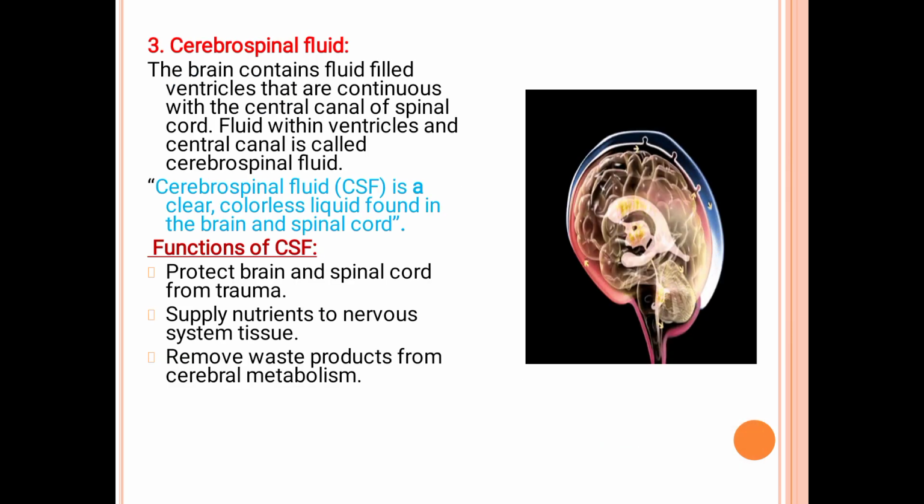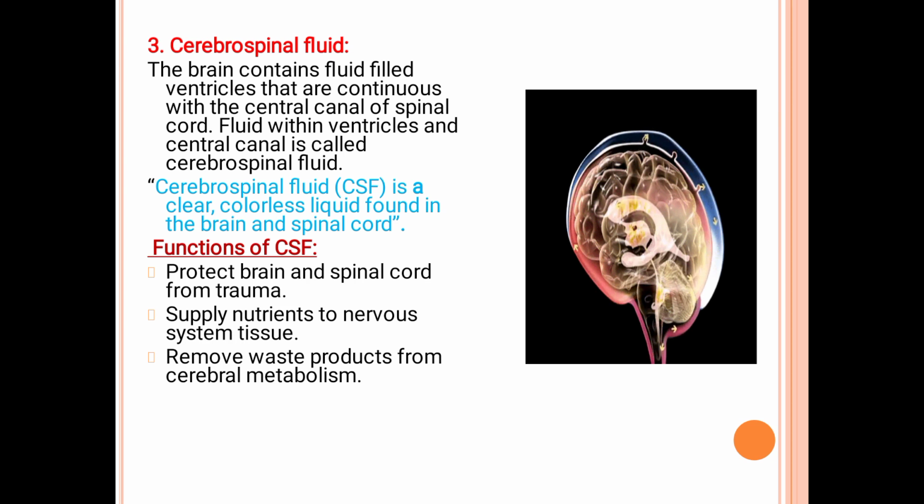Third structure of brain is cerebrospinal fluid, that is shortly termed as CSF. The brain contains fluid-filled ventricles that are continuous with the central canal of spinal cord. Fluid within ventricles and central canal is called cerebrospinal fluid. You will define it as CSF is a clear, colorless liquid found in the brain and spinal cord.